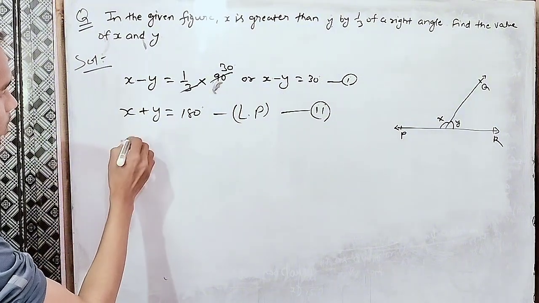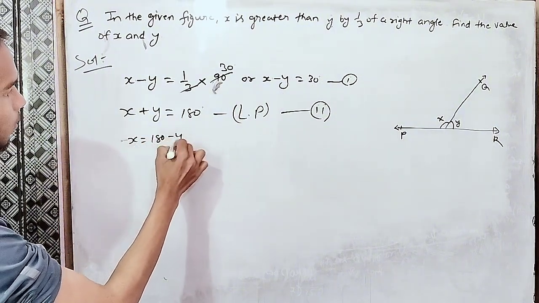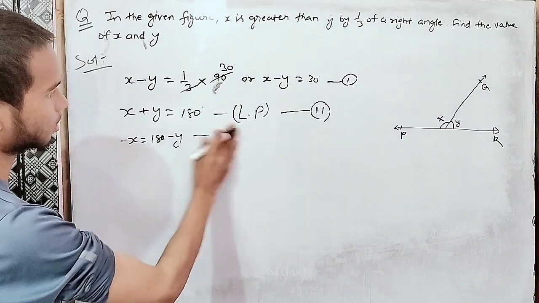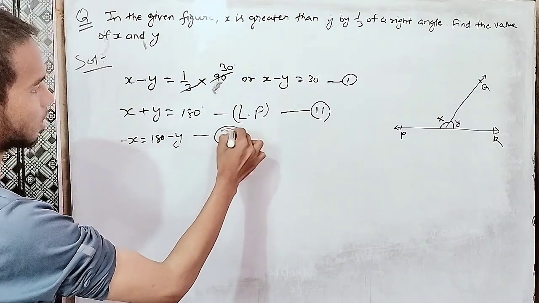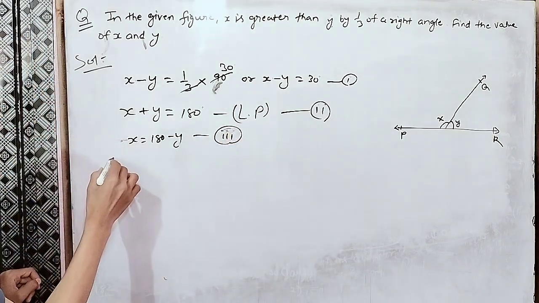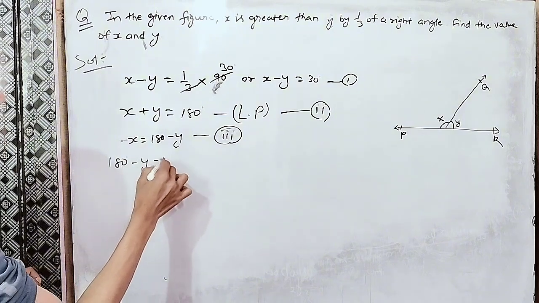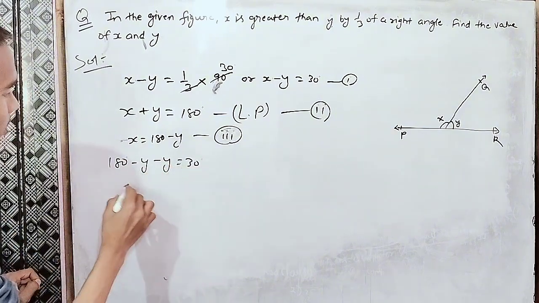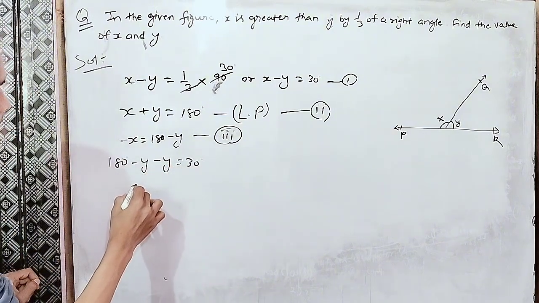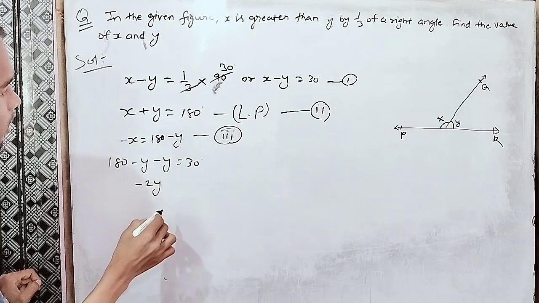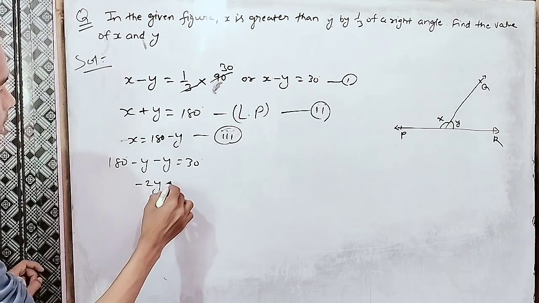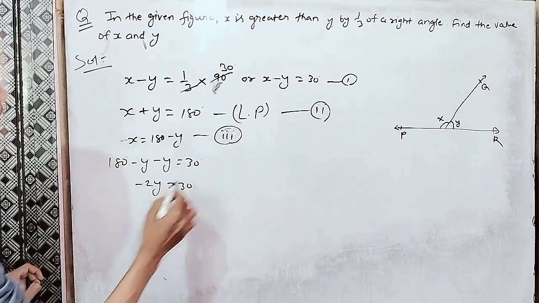Here x, then 180 minus y. This is the third equation. 180 minus y is 30. Then minus 2y, and then I am getting how much?